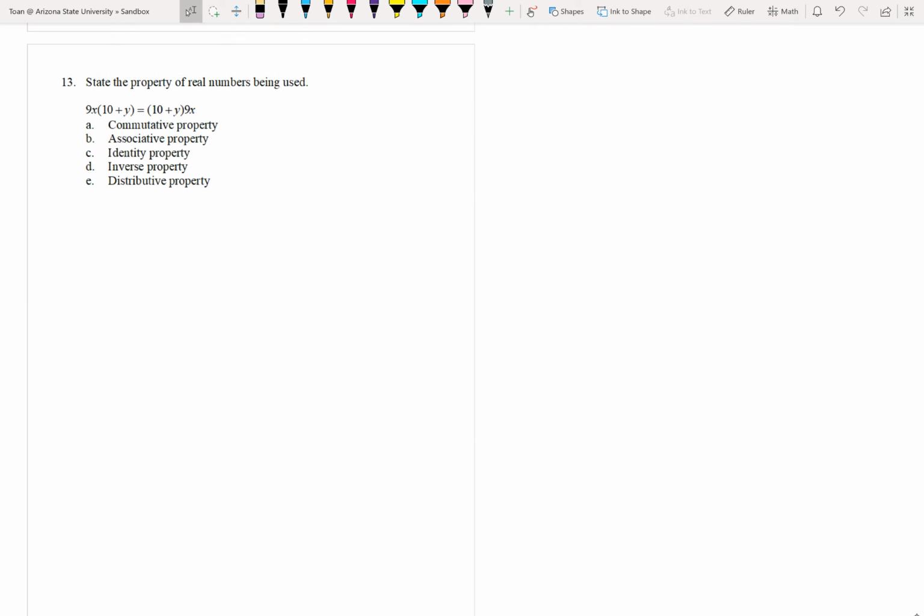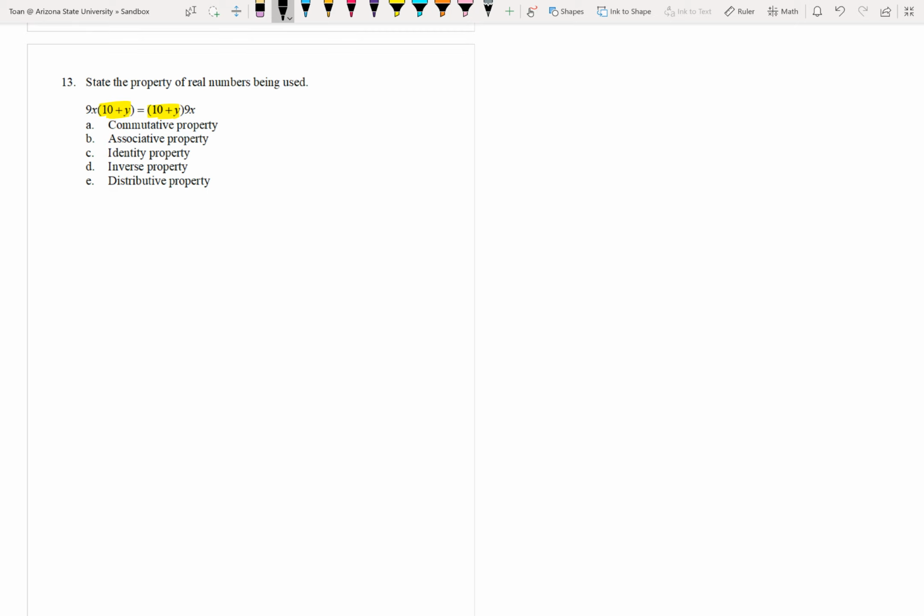Number 13, there really wasn't no trick to this. It was either you knew it or you didn't know it. What property is being exhibited here? Anytime I'm trying to analyze properties, they give me parentheses, I sort of look at the grouping of the parentheses. Notice the parentheses stay the same. It's 10 plus y in each of them. So the grouping or the associations did not change, so it's not the associative property.